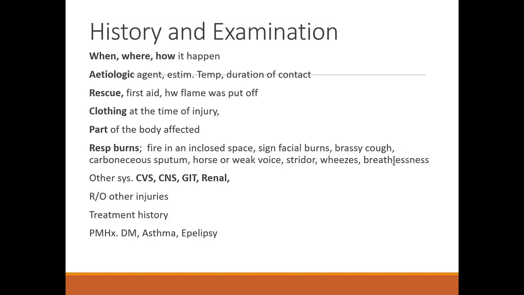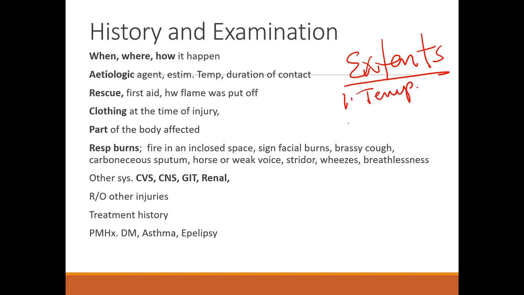Now, when you take history in burns, where and how it occurs. What is the etiological agent? You have to estimate the temperature of that agent and the duration of contact, because the extent of burns depends on, one, the temperature of the agent, and two, the duration of contact. The higher the temperature, the greater the extent of injury. The longer the duration of contact, the higher the extent of injury.